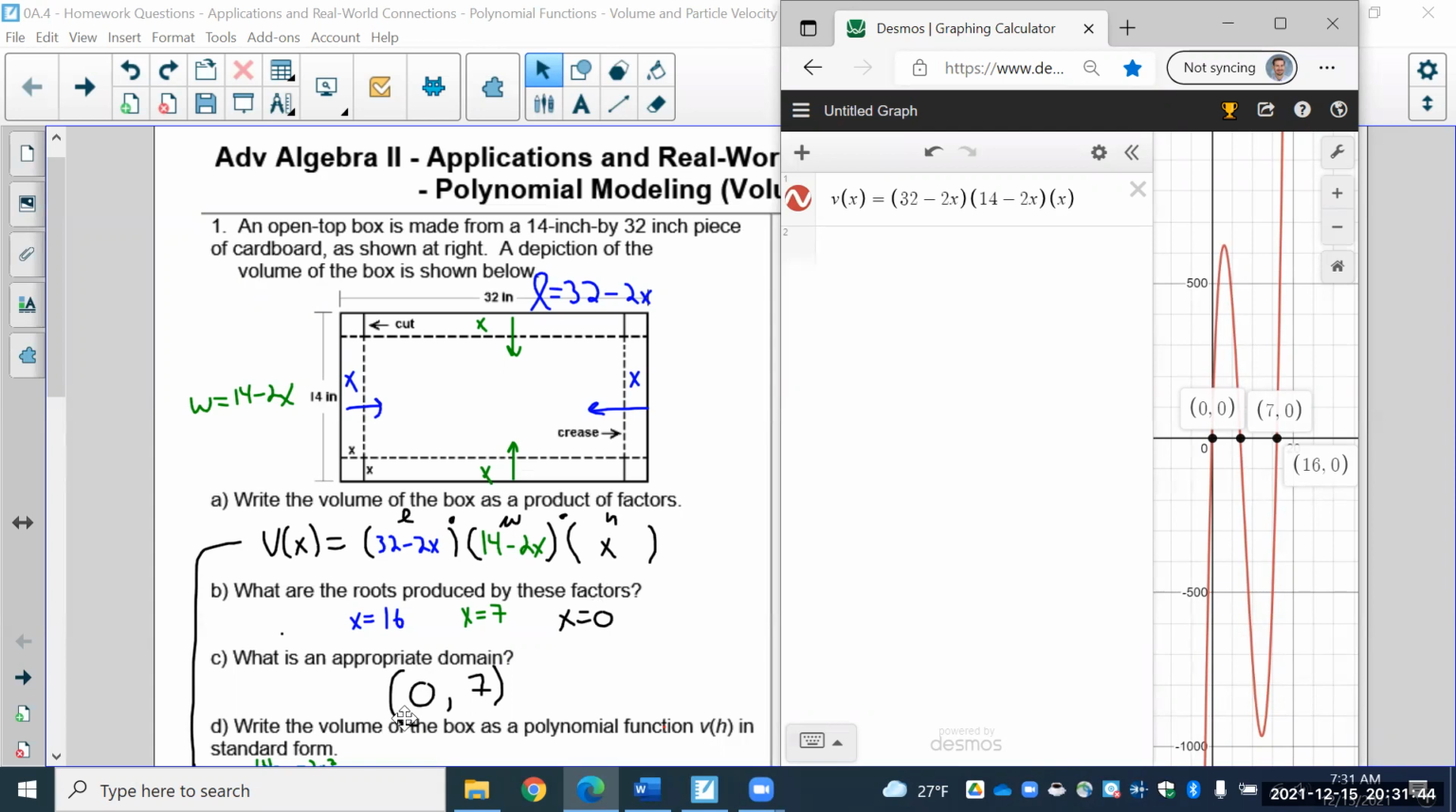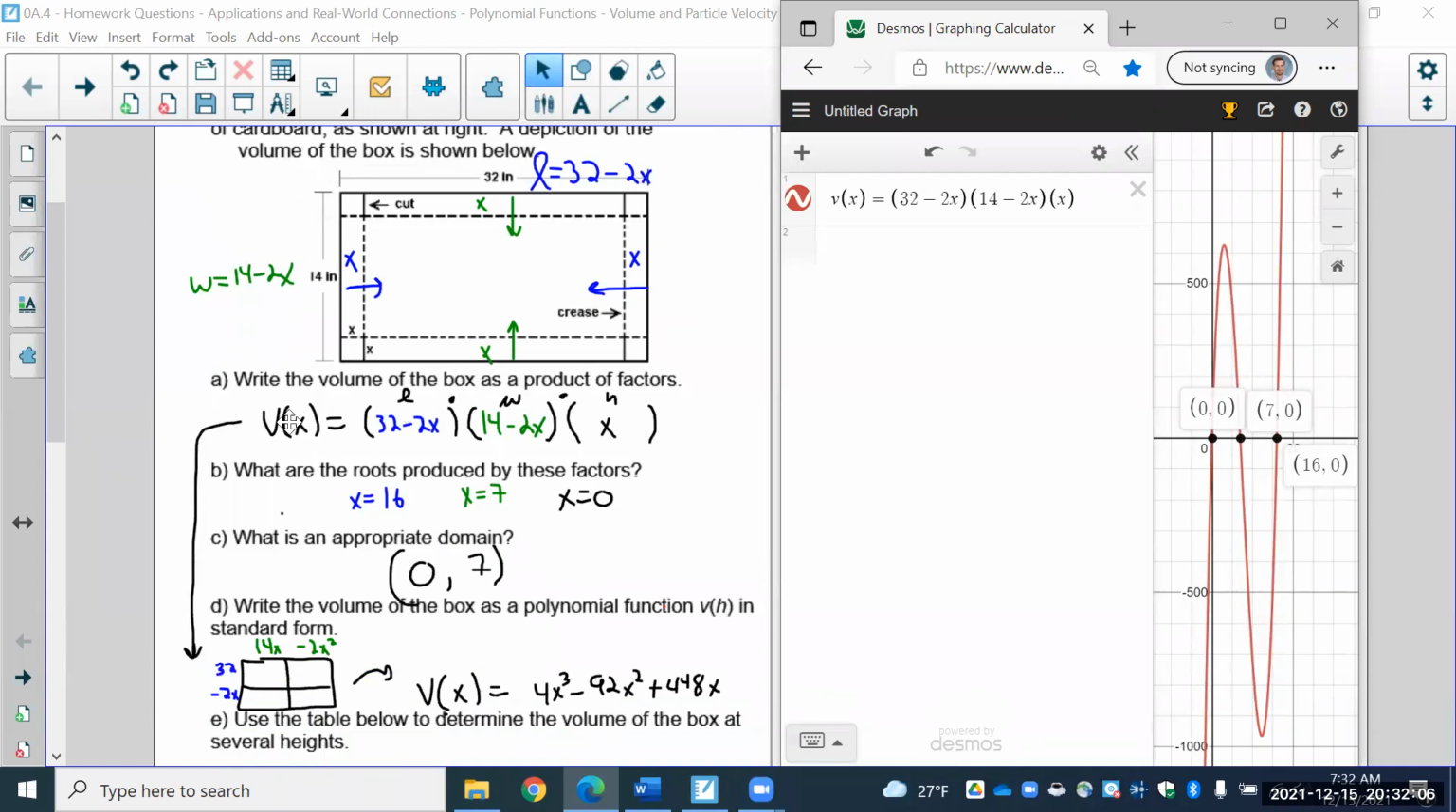I used an uninclusive notation. Instead of using square brackets, I used parentheses, because there is no volume at 0 and 7. I mean, that's what that's saying, right? The output is 0. So I chose to use parentheses. If you put square brackets for 0 to 7, I'm fine with it either way, because I'm just glad you understood it. But I think that they should be parentheses.